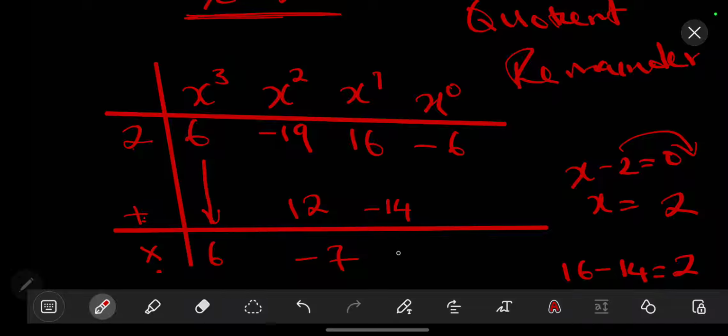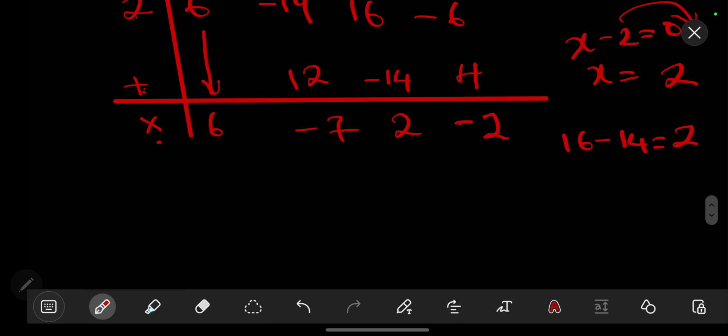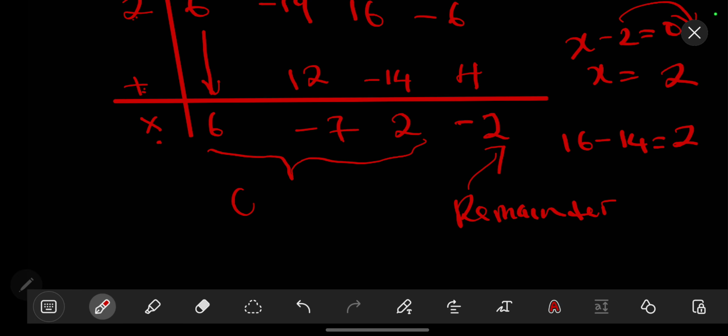So we are going to have a positive 2. Then multiply 2 times 2. This will give you a positive 4. Negative 6 plus 4 will give you negative 2, like that. So now, the last number that you have here, you are going to say that's your remainder. Then whatever you have here, that is your quotient.